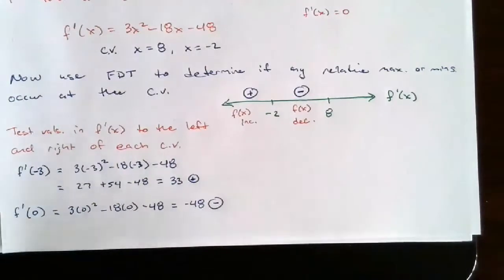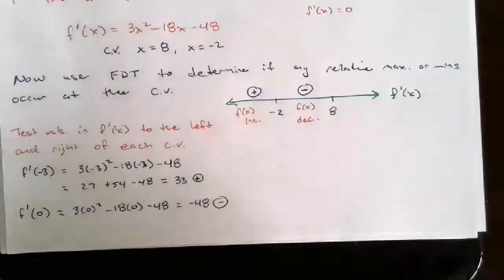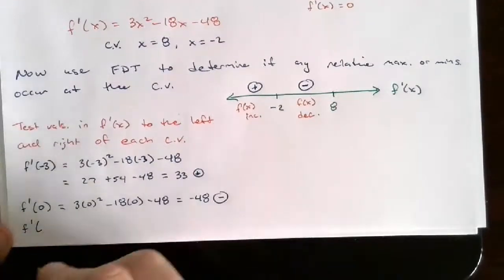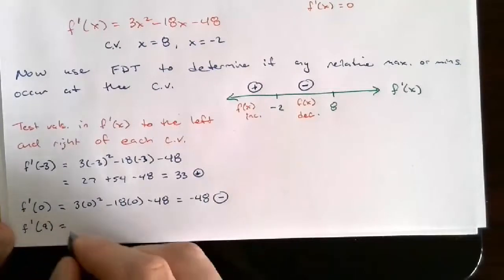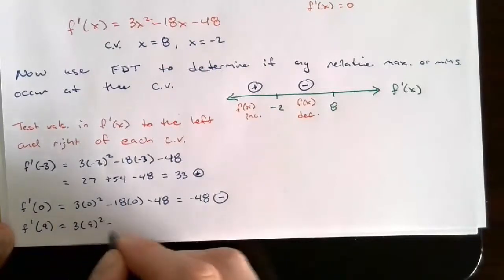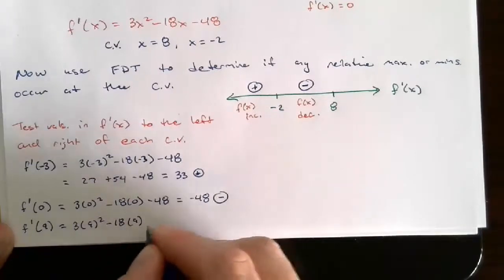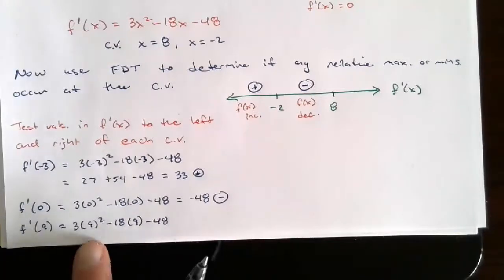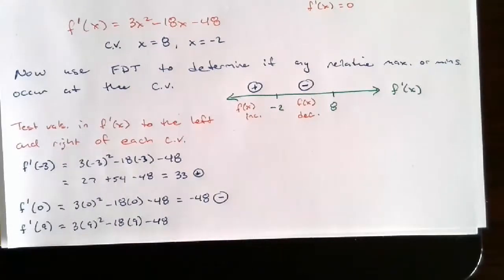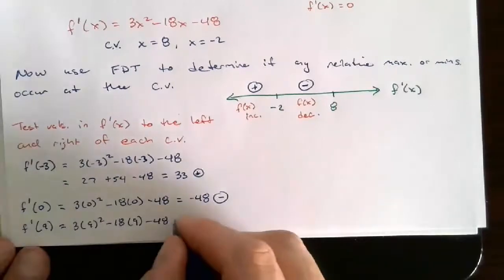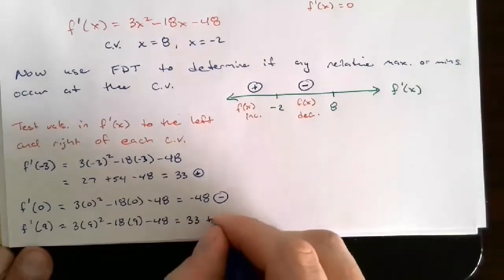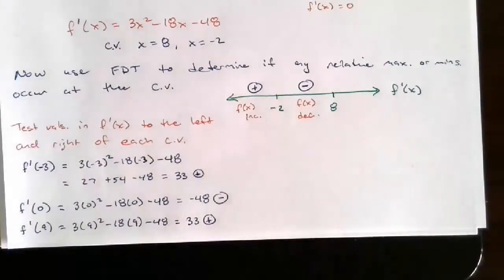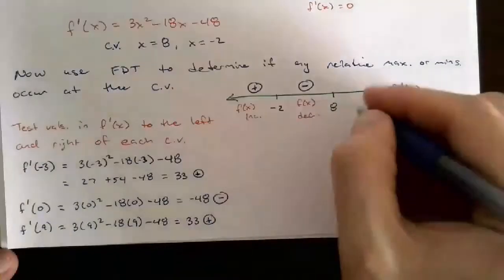And then we'll do this for a point to the right of 8. Let's use f prime of, let's say, 9. It doesn't really matter what you pick. We have 3 times 9 squared minus 18 times 9 minus 48. Again, make sure you're substituting into f prime. You could do it on your calculator, and this comes out to 33, which again, I only care that it's positive. It's a coincidence that these numbers are the same; they won't always be. But 33 is positive, so f prime is positive everywhere to the right of 8.